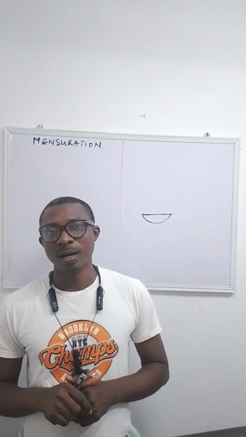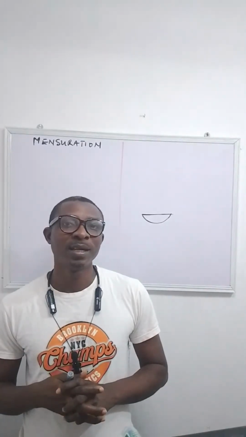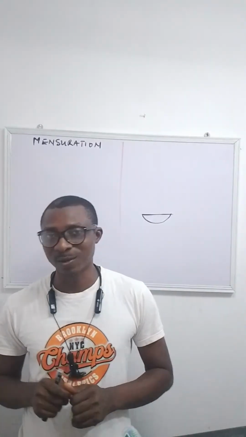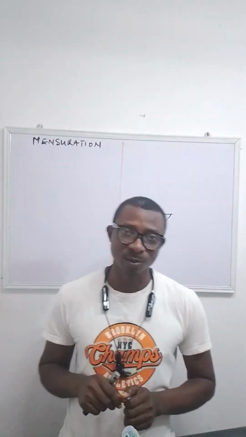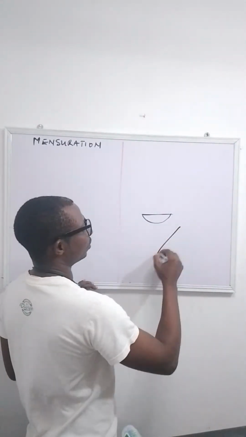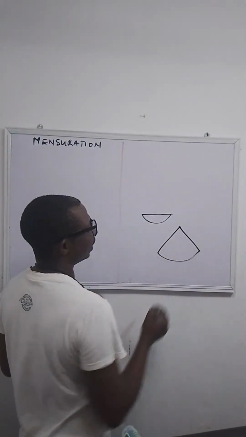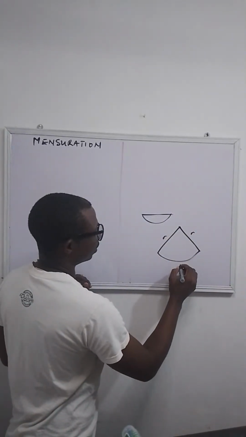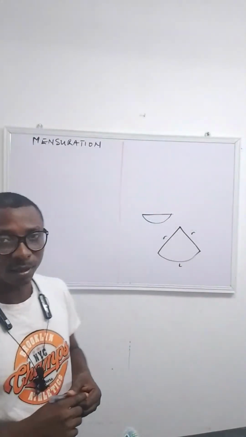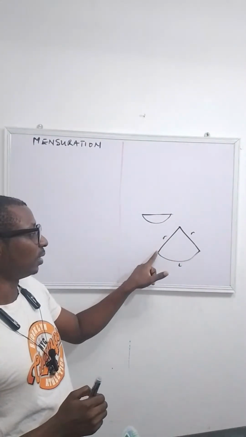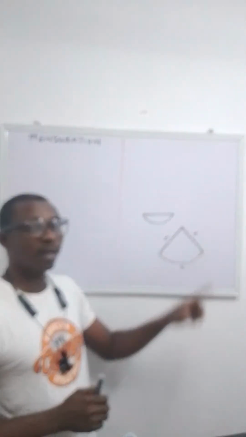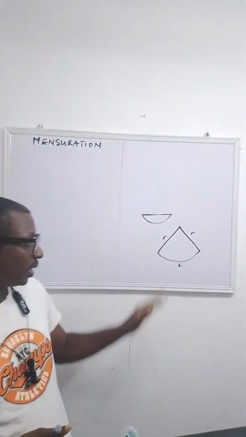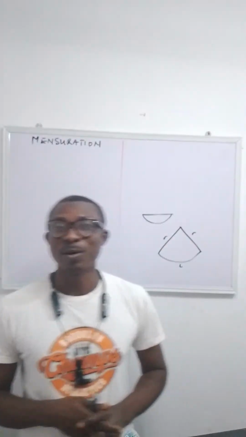And also, we looked at the perimeter of a sector. We said the perimeter of a sector of this form, you have to add the three parts of a sector. This is a radius, this is another radius, and this is an arc. So you add two radii together plus the length of an arc. That gives you the perimeter of a sector.